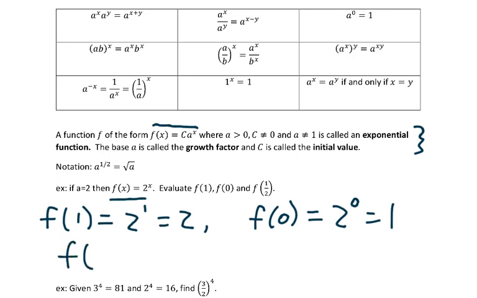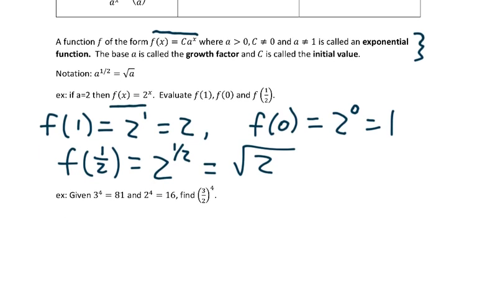And f of a half, well, that's just going to be 2 raised to the 1/2. But going back to the notation above, that's the square root of 2. And if you did calculate that, you can approximate it by a decimal. For now, let's just leave it the way it is.